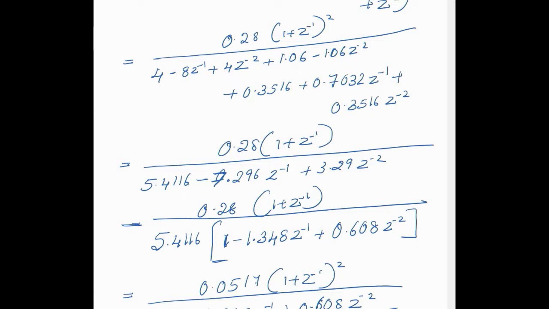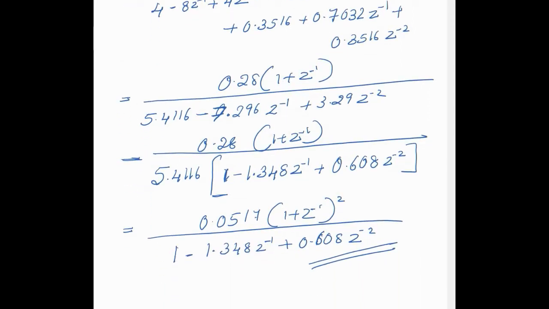Now you are taking the constant term from the denominator outside, dividing all with the constant term, you will get 1.1 minus 1.3. Now you have to divide the numerator and the denominator term, you will get 0.0517 divided by 1 minus 1.348 z inverse plus 0.608 z raised to minus 2. This is how you can do a bilinear transformation.